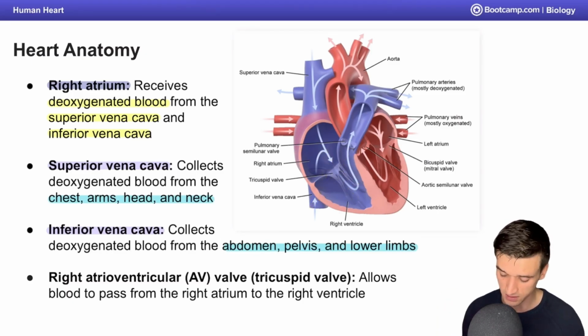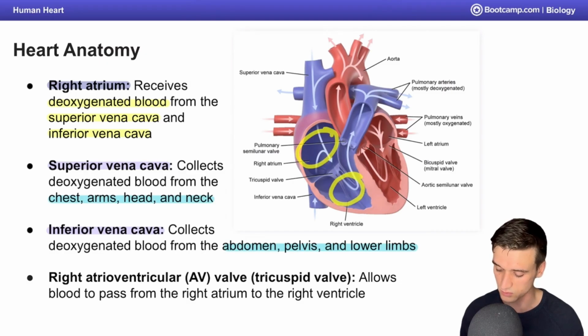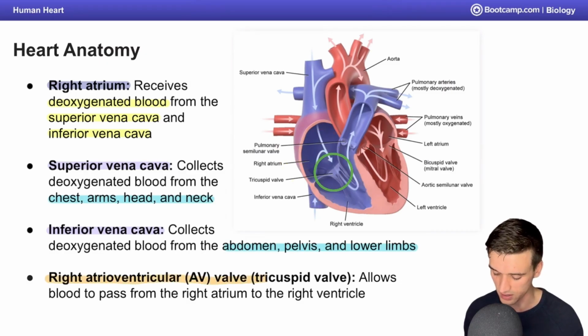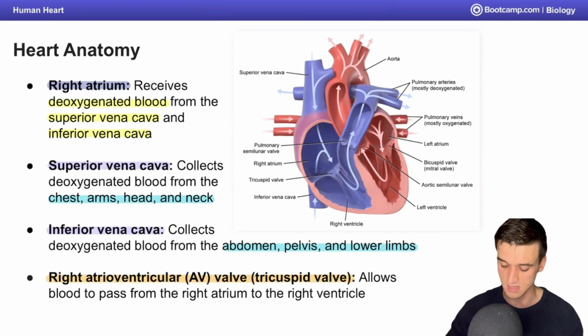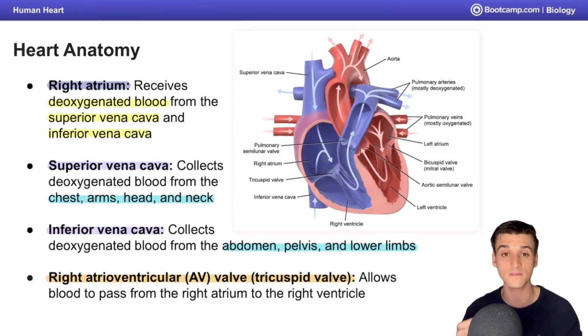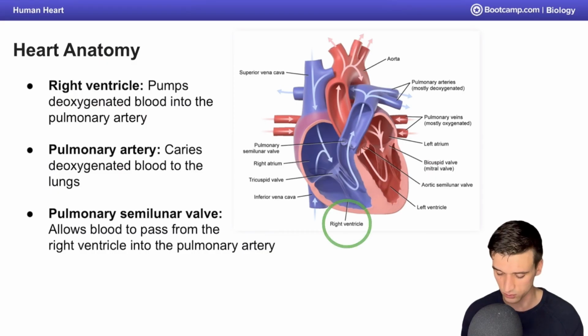And so this first valve that we're discussing, that allows blood to flow from the right atrium down into the right ventricle, is known as the right atrioventricular valve, otherwise known as the tricuspid valve. And it makes sense that it would be called the atrioventricular or AV valve because it's the valve that sits between the right atrium and ventricle. So now that we have entered the right ventricle, what exactly should we expect to see here?